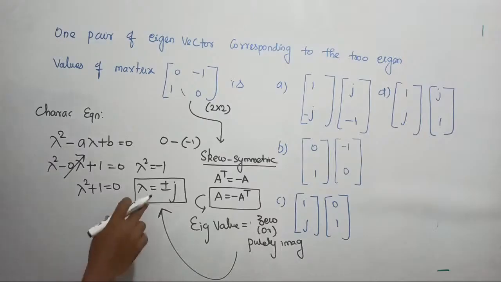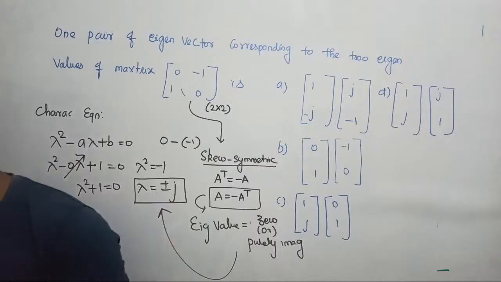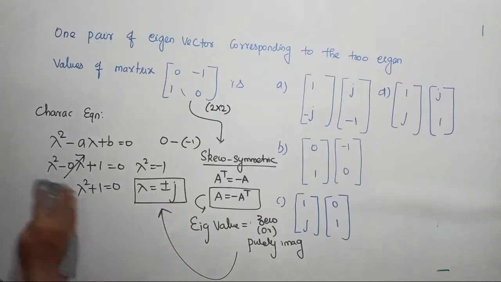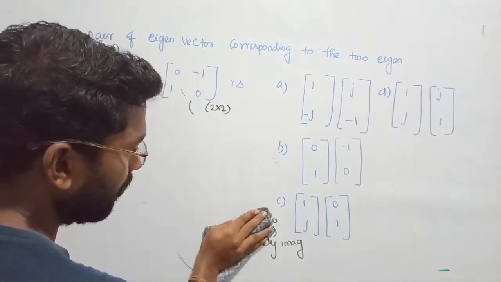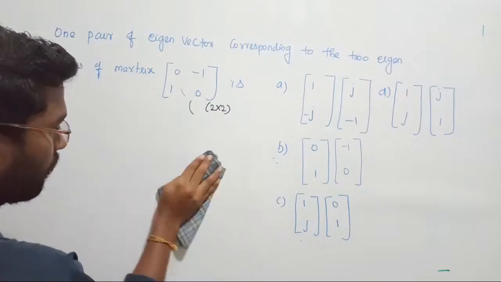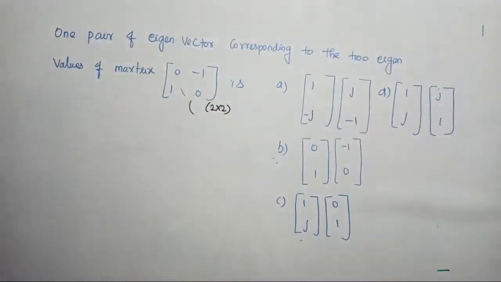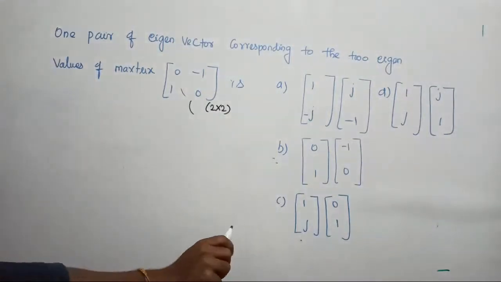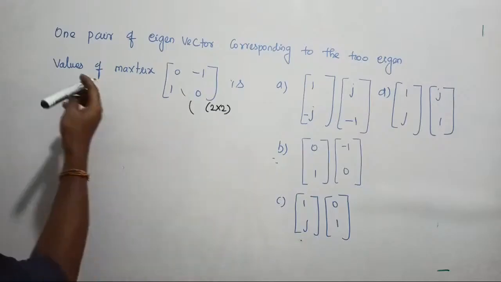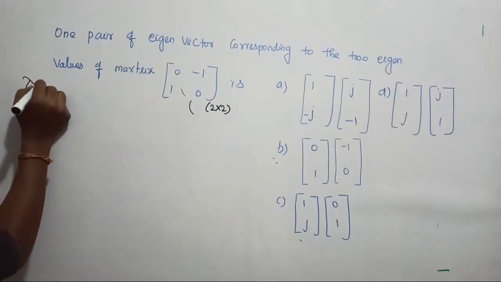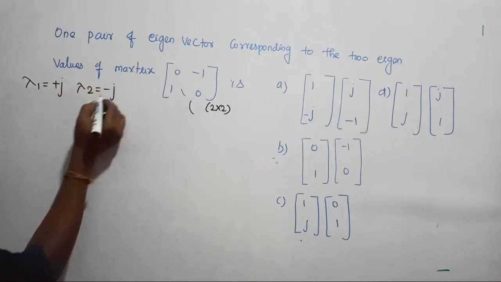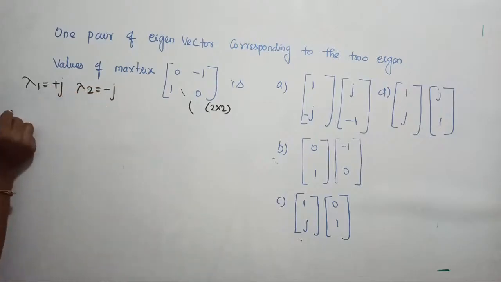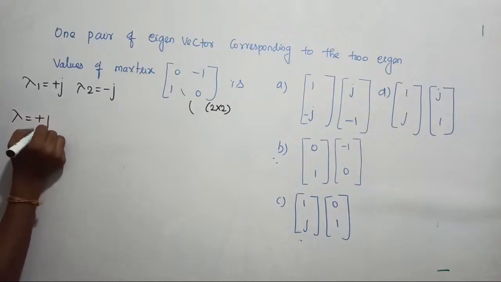Okay, let's proceed with the eigenvalues, because our target is to find the eigenvector, right? So let us go ahead with the eigenvectors. So let me rub these things out now. What we got: lambda equal to plus or minus j, so taking two values. First let us consider lambda 1 equal to plus j, and then we will consider lambda 2 equal to minus j, because we have two values now. Let me go ahead with the first value, lambda 1 equal to plus j.